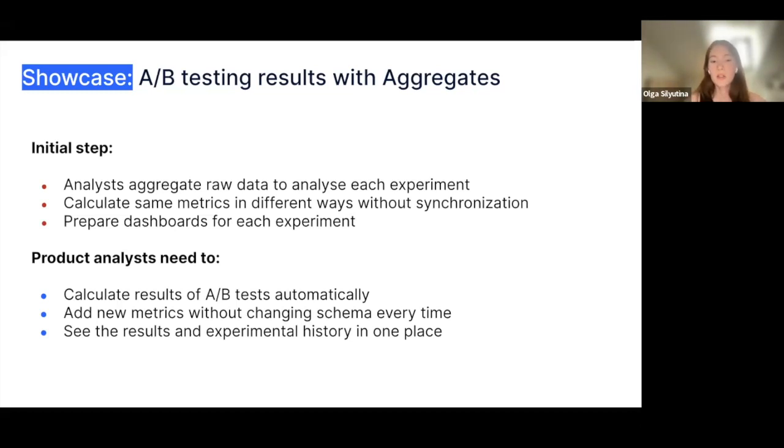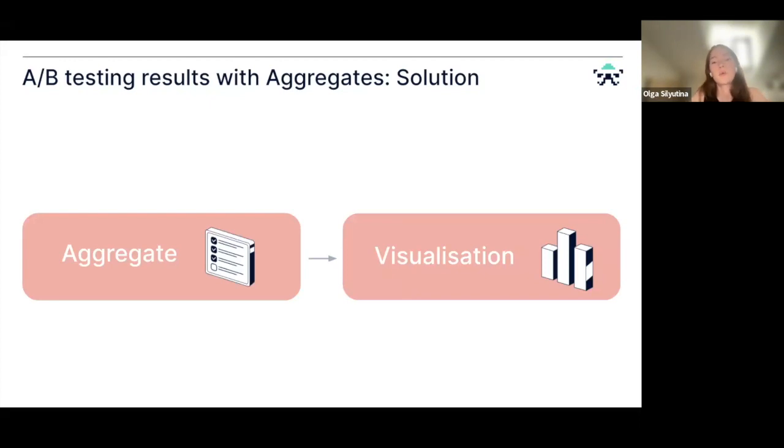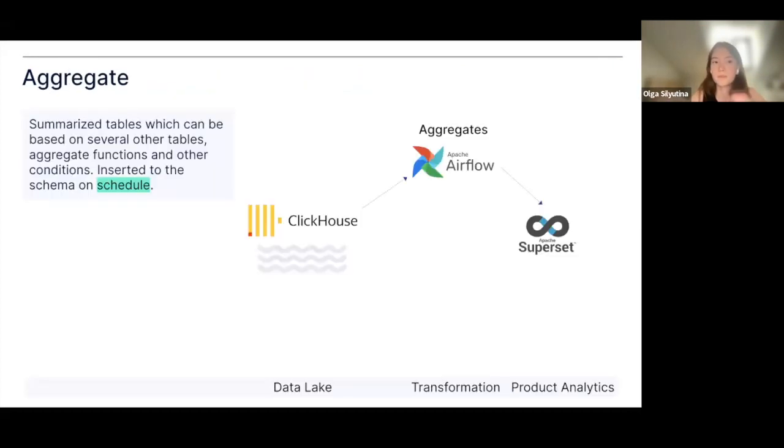So to do so, we needed to calculate the results of A/B tests automatically using Airflow. We also needed to add some metrics without changing the schema of the ClickHouse table, because we needed to add new metrics every time. As well, we wanted to see the history and results of all the experiments we had in one place. So to do so, we can use 2 parts: aggregates in ClickHouse and Airflow, and visualization in Superset. So let's dive into it.